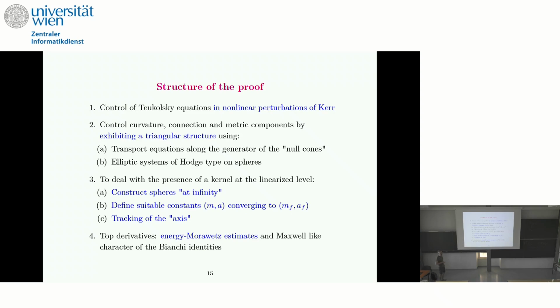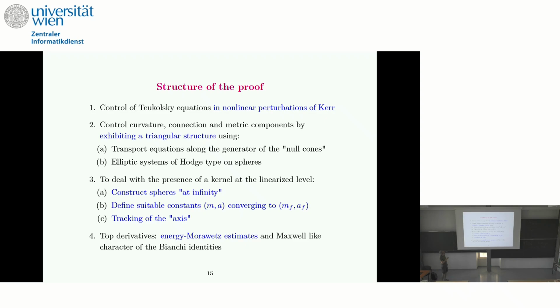While step number 4 is about the top order energy estimate. Here you want to close your argument without losing derivatives. So for this fourth step, you cannot afford to lose derivatives. Okay, so let's go through the first three steps, which will look very familiar from the strategy I explained in the linearized setting.